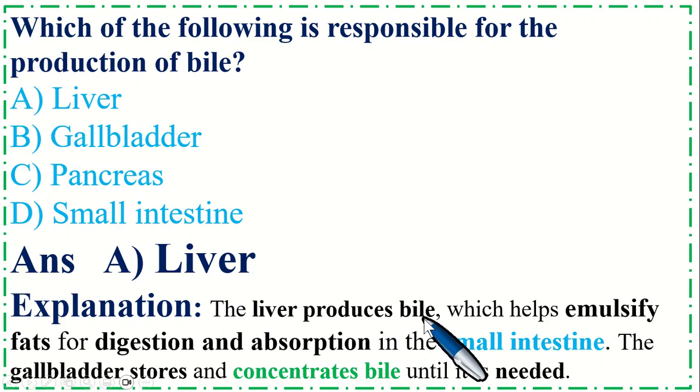The liver produces bile, which helps emulsify fats for digestion and absorption in the small intestine. The gallbladder stores and concentrates bile until it is needed.